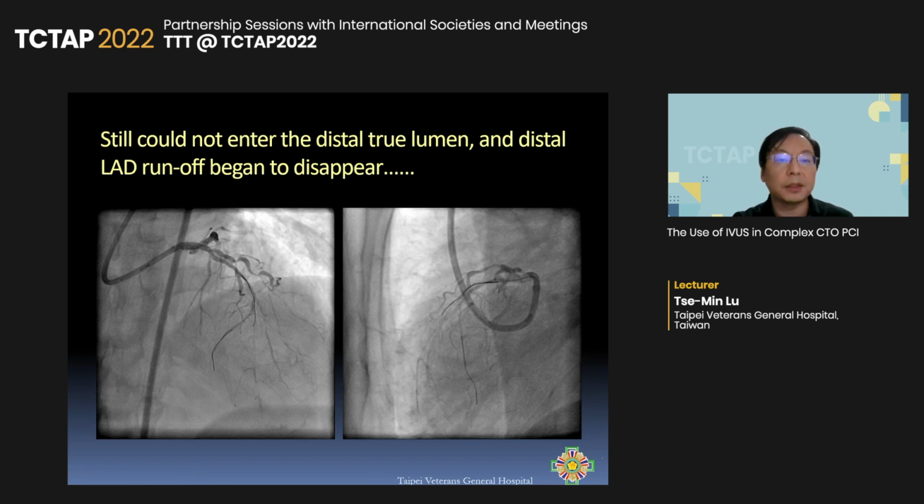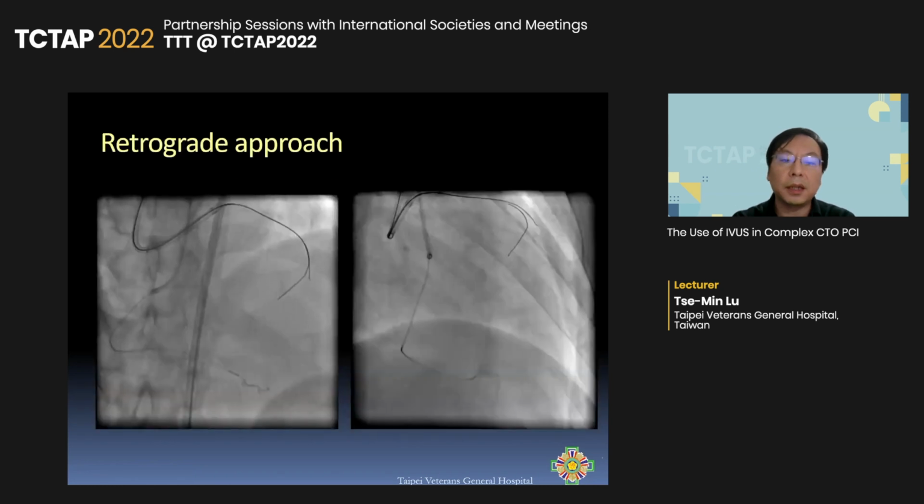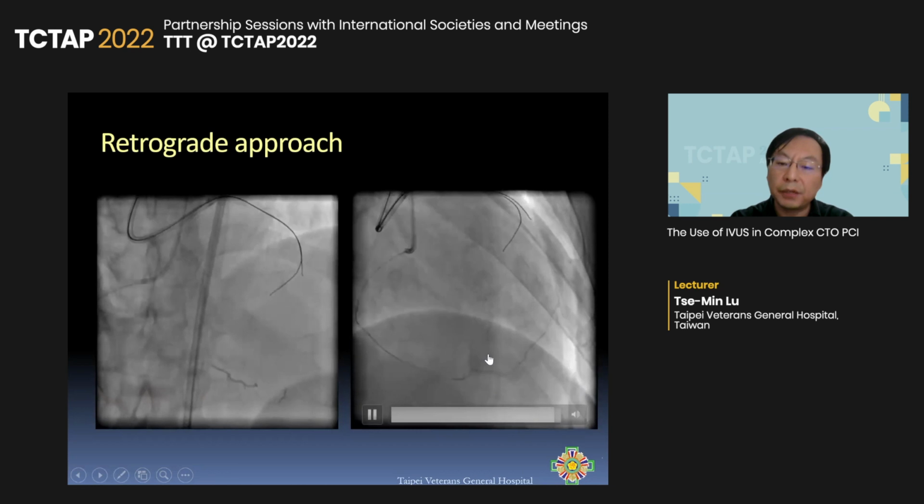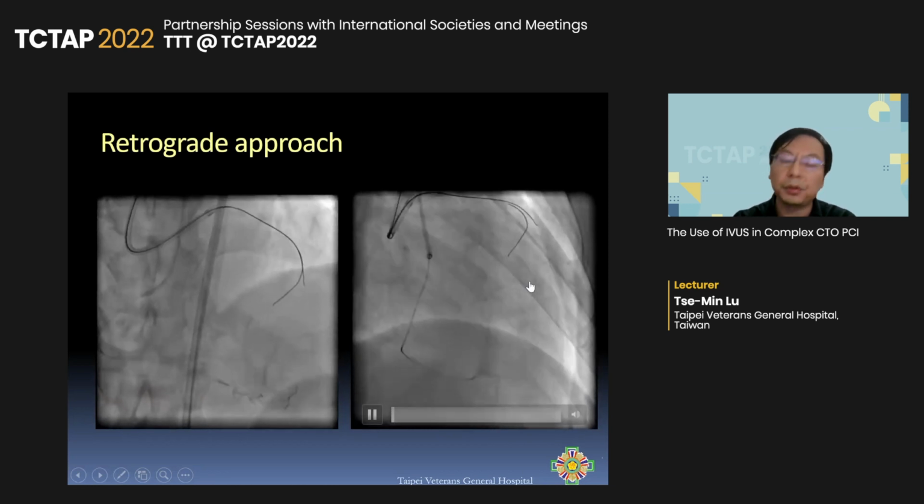And the bad news is the LAD runoff began to disappear. So I turned to the retrograde approach. But again, as I told you initially, there is no suitable retrograde. Finally, I found only a very faint retrograde collateral.